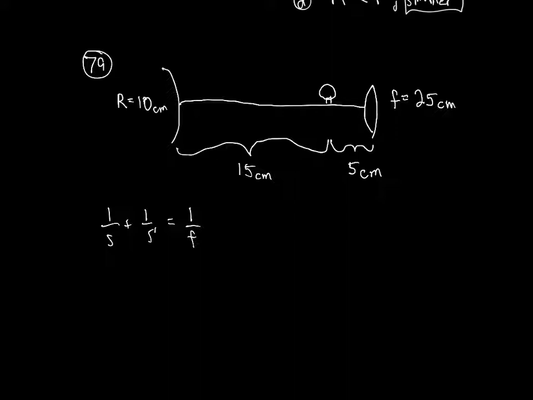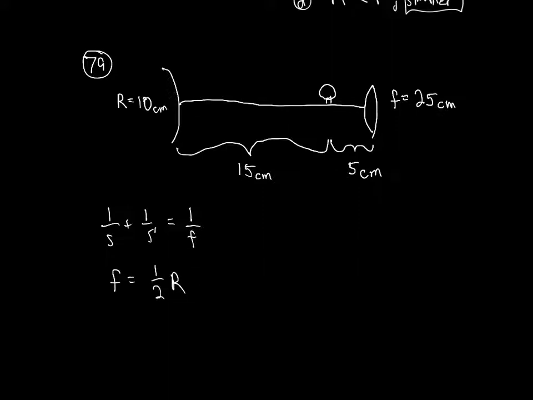Now, did they give us the focal length of this mirror? I don't see the focal length of the mirror. What did they give us for the mirror? The radius of curvature. All they gave us was R. Do I know how R and F are related? Yes. F is 1/2 R. F is equal to 1/2 of R.